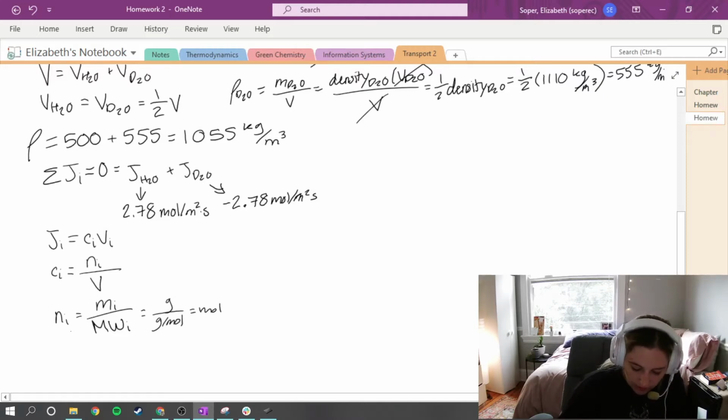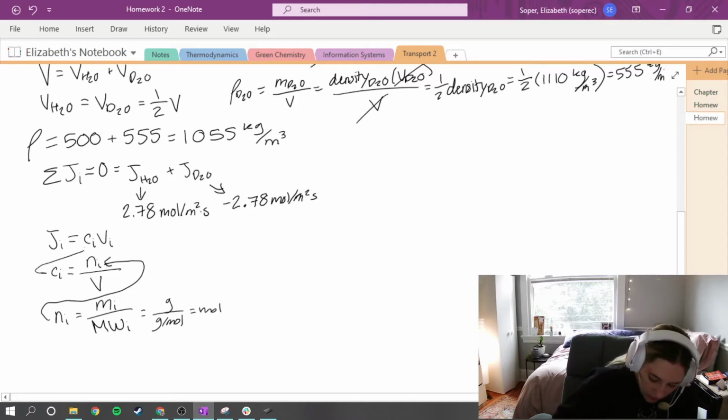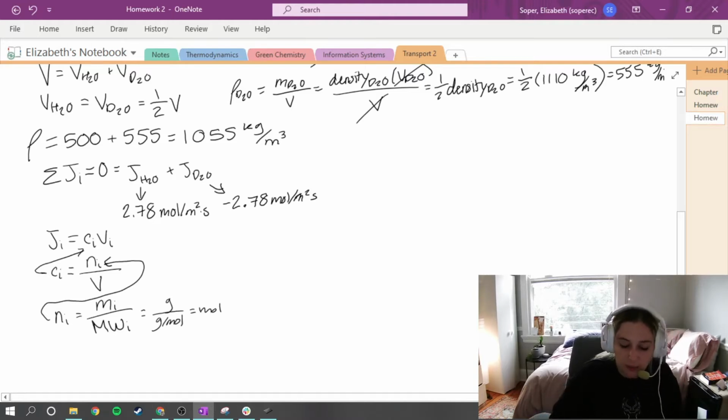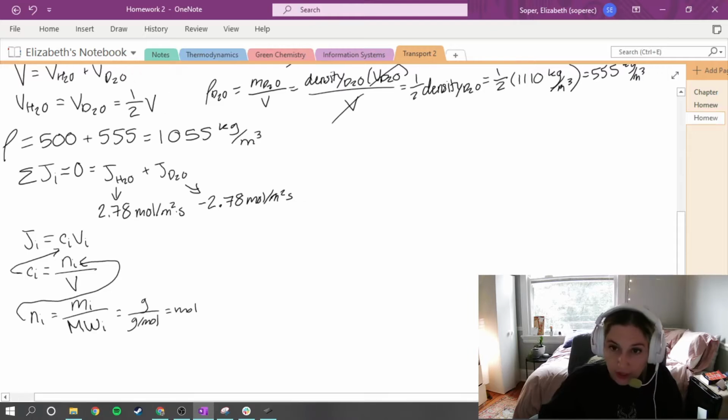Great, so now we can plug these moles into this equation, and then plug the molar concentration into the equation for molar diffusive flux. Then we can use the molar diffusive flux that we're given to solve for the velocity of the components. So let's go ahead and plug these in.